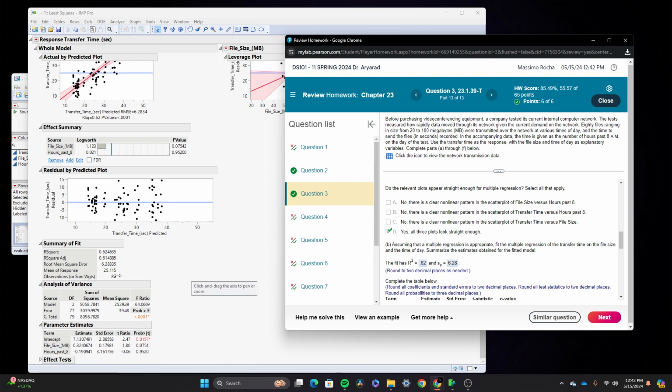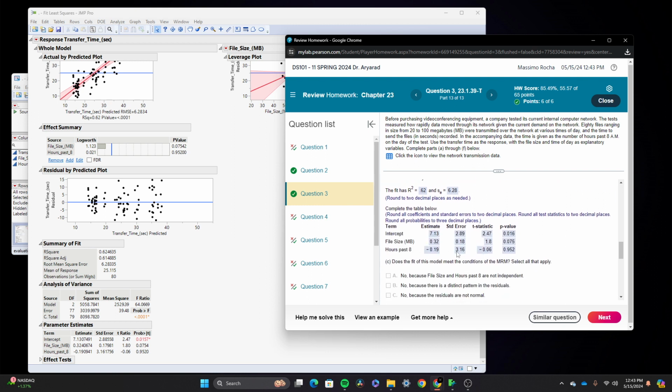And to get the square in r squared, you just go right here. R squared is going to be right there, 0.62. And then the standard error, 6.28. Pretty easy. And same goes for these answers right here. It's simply just looking at the data and putting it in. For estimate, all your answers are going to be right here. Standard error, right here. The t-stat, right here. And then the p-value, right here.